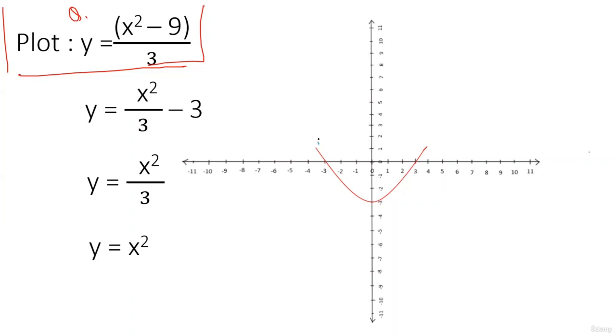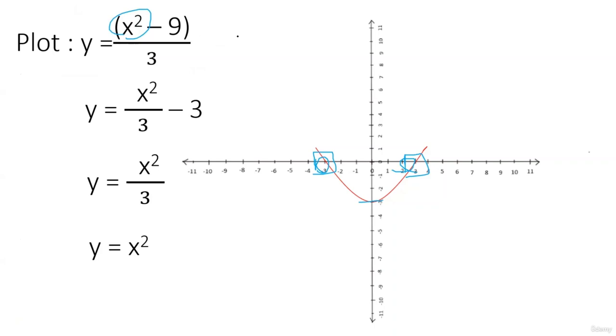Okay, suppose something like this. Okay, so the minimum value is minus 3, but the roots are not the same, right? So you have to always ensure that the minimum and the roots are always as per the required equation. So here y is equal to (x square minus 9) divided by 3. When will y be 0? When x square is equal to 9, x is plus minus 3. That gives you your roots. And where will the graph be minimum? When x square is minimum.